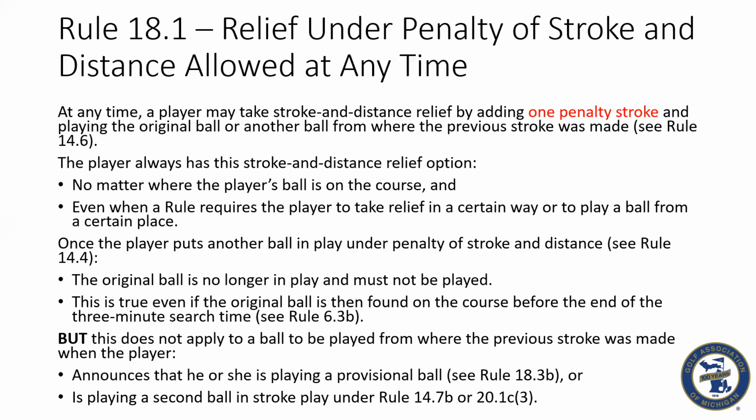But this does not apply to a ball played from where a previous stroke was made when the player announces that he or she is playing a provisional, or is playing a second ball in stroke play under Rule 14.7b or 21.3c, which we'll get to as the two-ball rule. And 14.7b is when you go back to fix a playing from the wrong place.